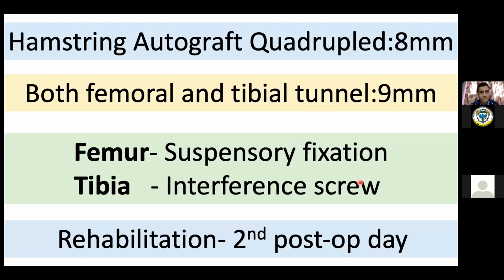We used hamstring autograft with quadrupled autograft until we achieved an 8 millimeter diameter. Then we drilled with a 9 millimeter reamer in both the femur and tibia. We used suspensory fixation for the femur and an interference screw for the tibia. Rehabilitation was started on the second post-operative day, and there was no untoward event during the hospital stay.